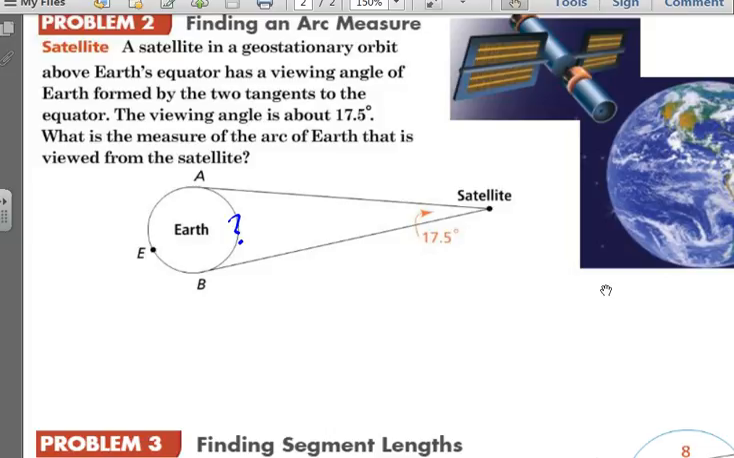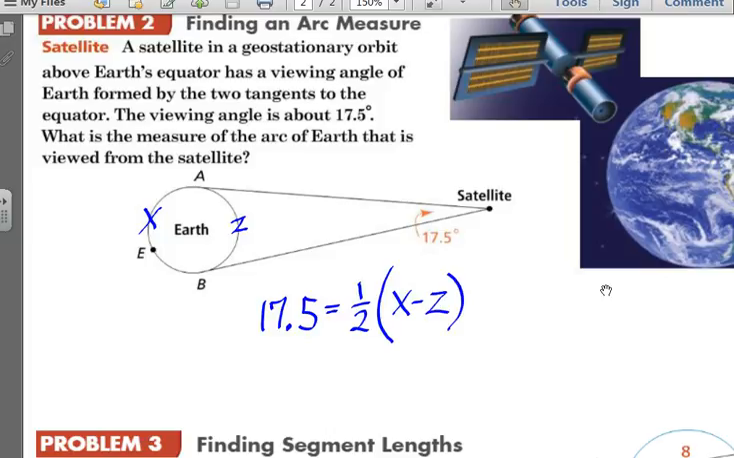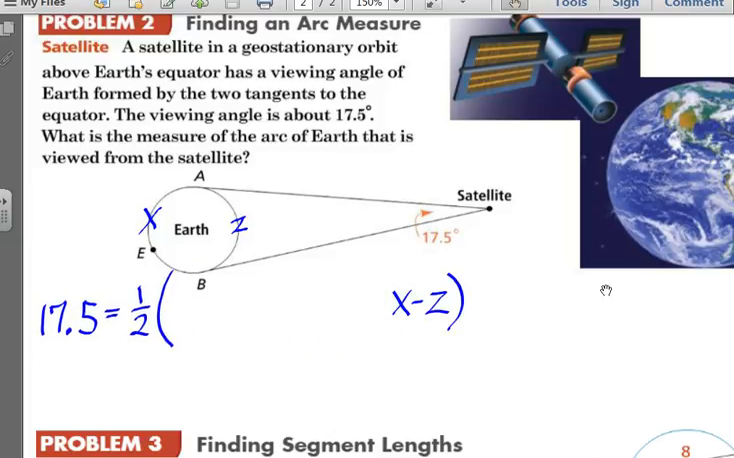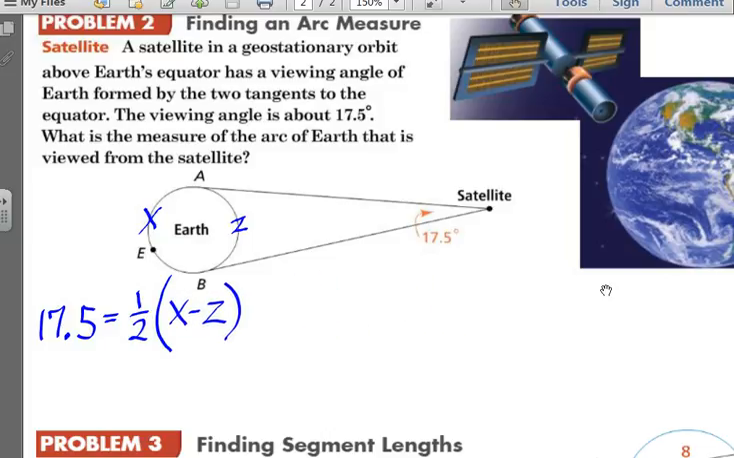So I'm just going to start to provide some names. If I make my big arc, we're going to say AEB, X, and I make my minor arc Z, then we know that the 17.5 will be equal to half the difference of X minus Z. Now we just know that based off a formula. I don't know how much that's really going to help us, but that at least gets us something down. A system of equations.